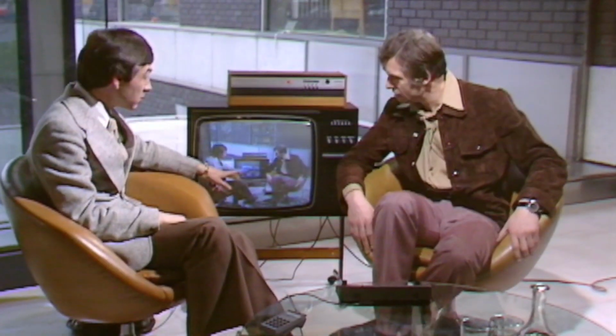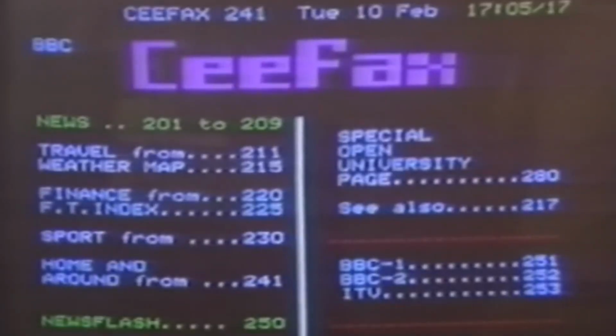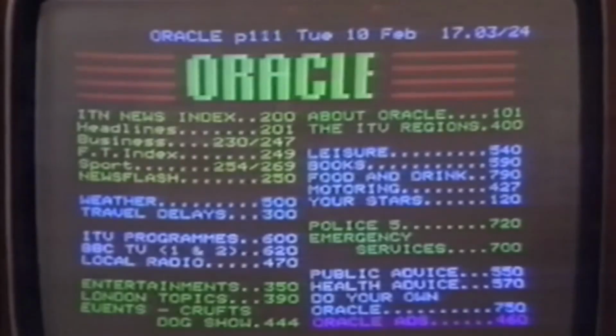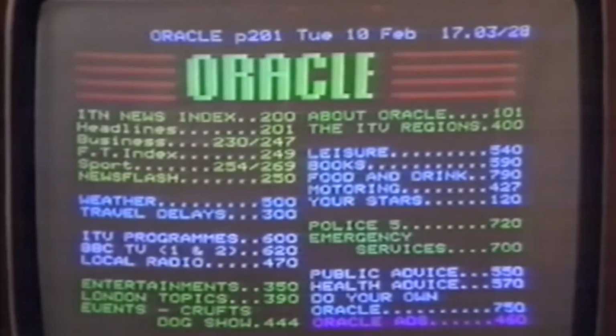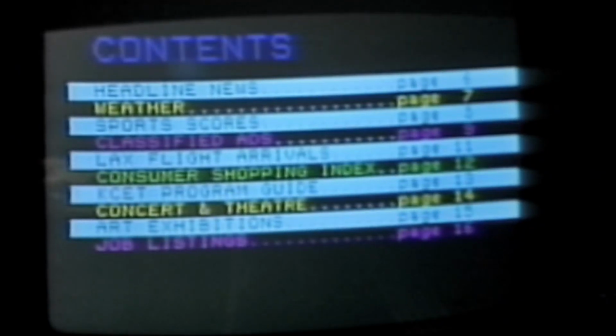Given that the post office was the owner of the telephones, this was seen as a good method for encouraging a greater number of consumers to make use of the computers. In 1972, the British Broadcasting Corporation presented their technology, which is now known as CFAX, on a number of different news programs. Oracle, which stands for Optional Reception of Announcements by Coded Line Electronics, was the name of the private service that was introduced by the Independent Television Authority in the year 1973.